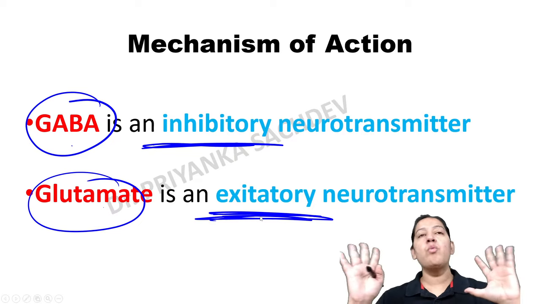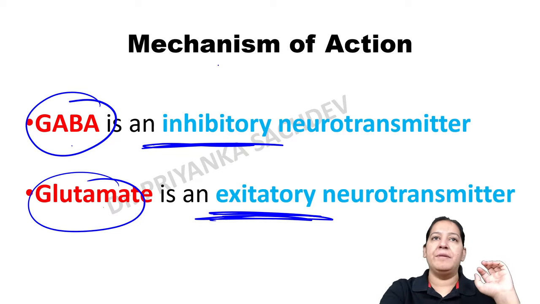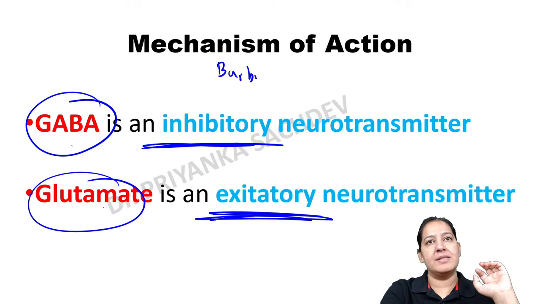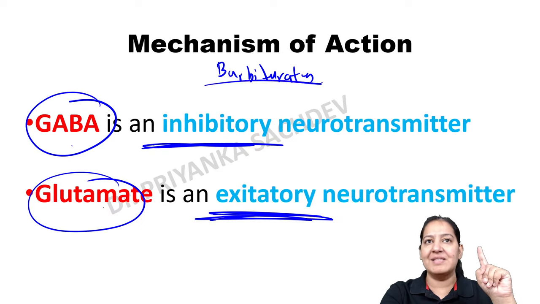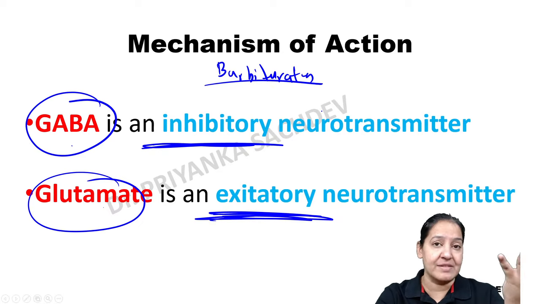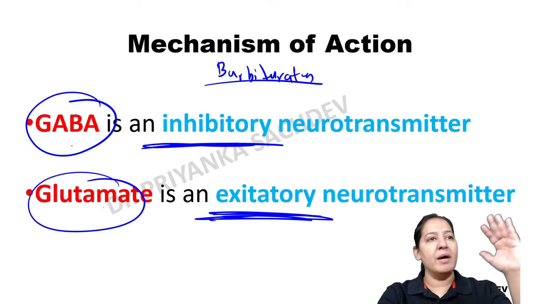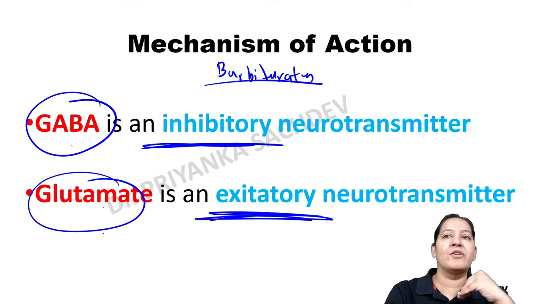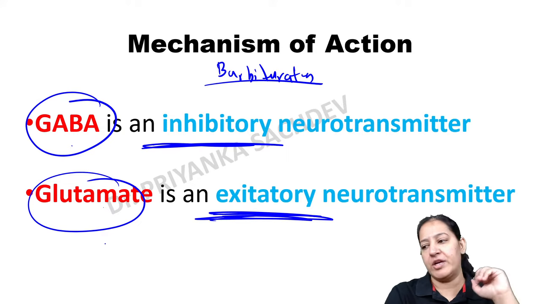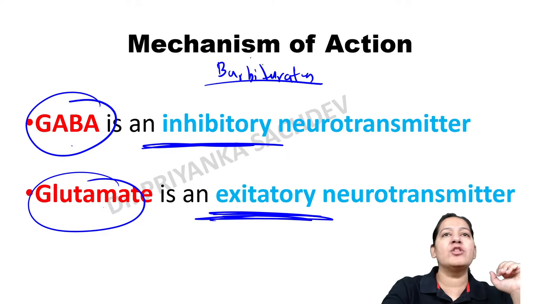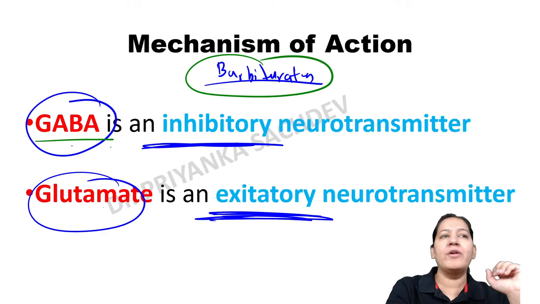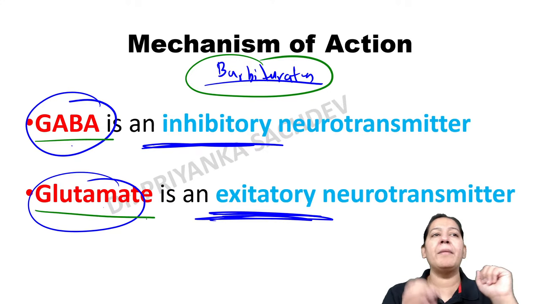Now, when you want to give a barbiturate to the patient, what are barbiturates? Barbiturates are sleeping pills. These are hypnotics. These are sedatives. They will induce sleep in the patient. So among the two chemicals, which do you want to increase and which do you want to decrease by giving a barbiturate? Common sense. You want to increase GABA or decrease GABA? You want to increase glutamate or decrease glutamate?